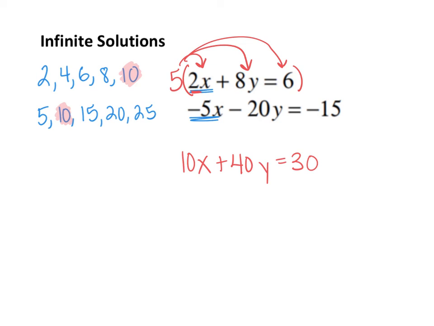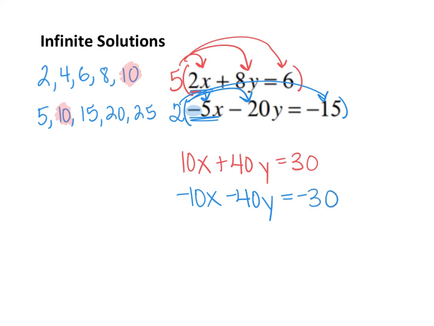Now we're going to do the same thing, but with the bottom one. Negative 5 times what will give me 10, and it's going to be a 2. We do not have to worry about multiplying by a negative because it's already a negative 5. So we get 2 times negative 5 is negative 10x. 2 times negative 20 is negative 40y. And 2 times negative 15 is negative 30.